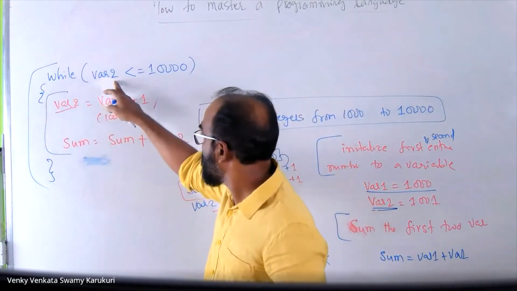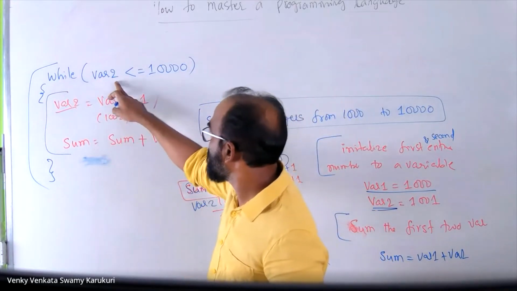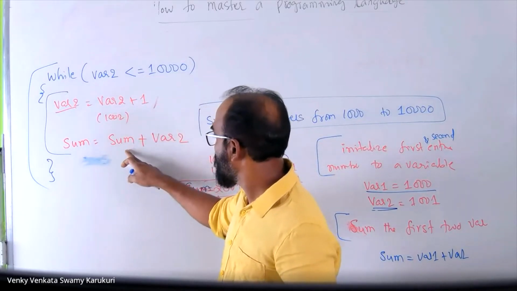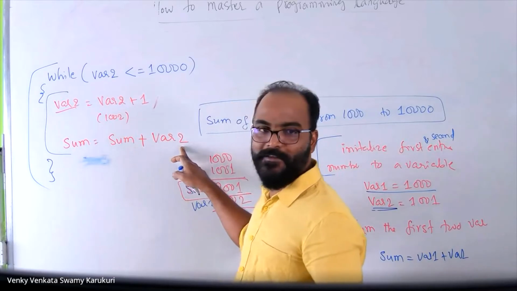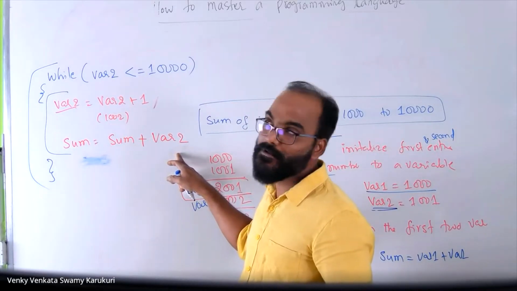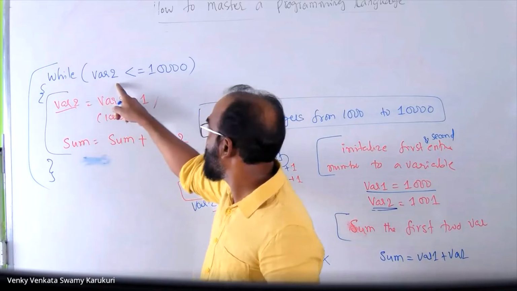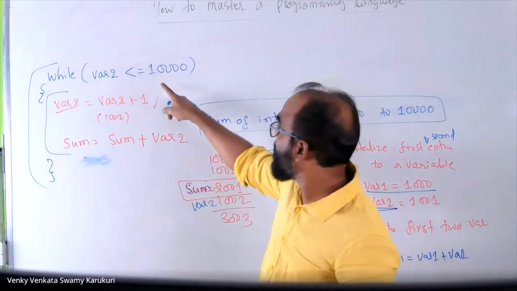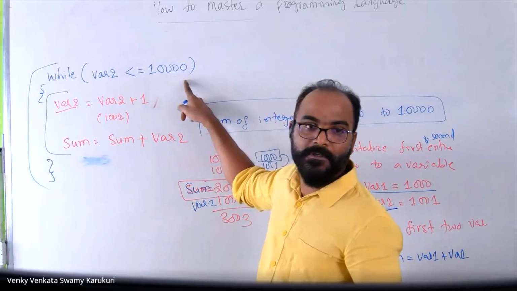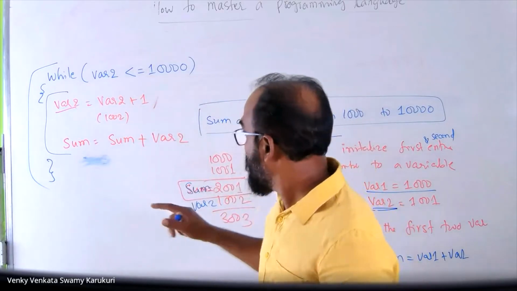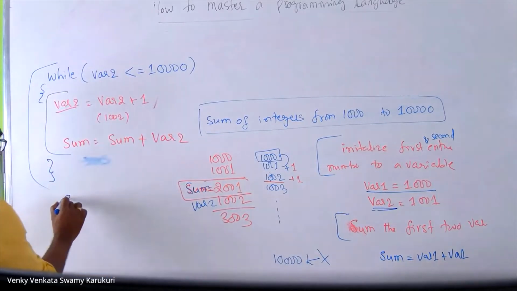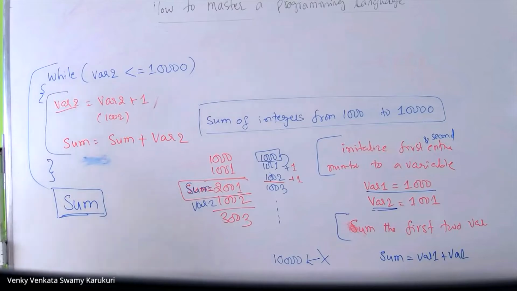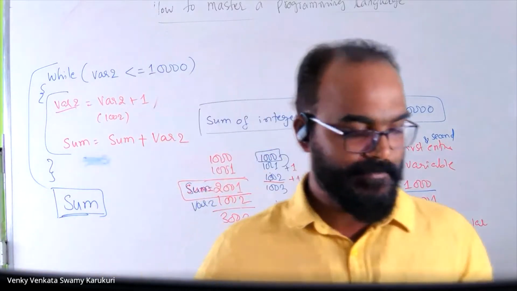Okay, repeat. Variable 2 is what? 1002. 1002 is less than the limit? Yes. So now it became 1003. So now here 3003 plus 1003, 4006. Now variable 2 is 1003, and so it goes on. What is the upper limit? 10,000. Now what comes out after this is exited, your sum, if you print it, this will be your solution.